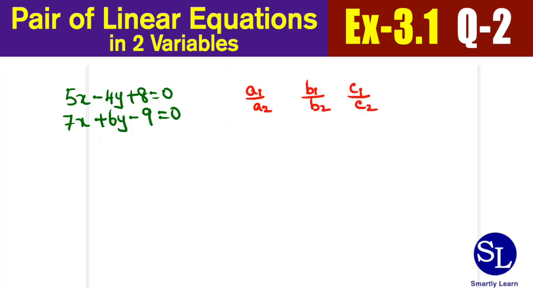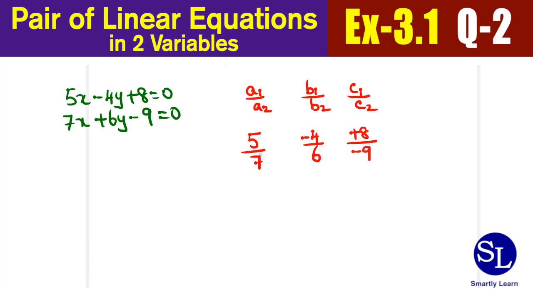So for the given lines, A1 is going to be 5, A2 is going to be 7. So A1 by A2 is 5 by 7. B1 by B2 is going to be minus 4 by 6. And for C1 by C2, it is plus 8 by minus 9.